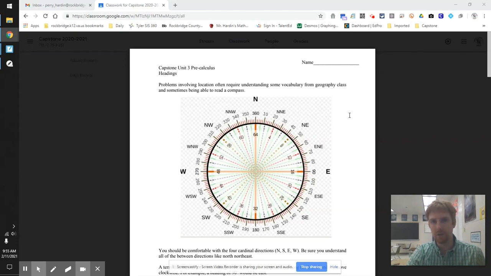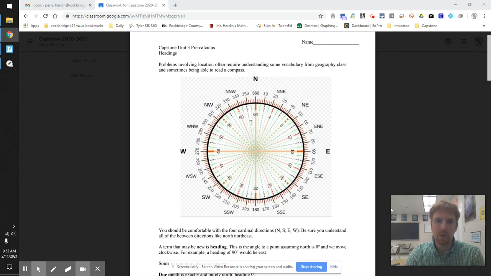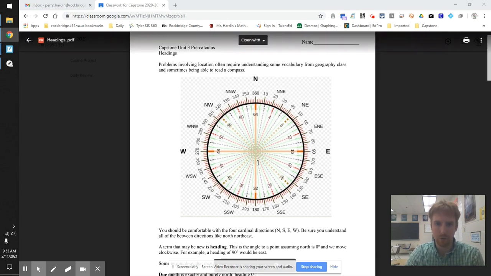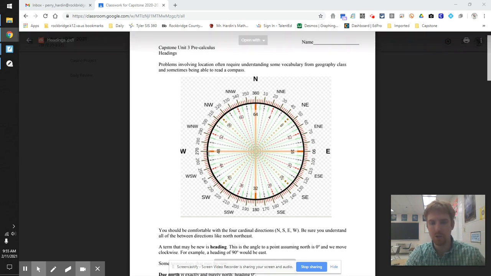If we're going to find angles in the real world and apply some trig, we really need to understand how a compass works. So we need to learn about headings. You're probably familiar with the basic directions: north, south, east, and west. Hopefully, and you should be. And then there's some in-between directions.